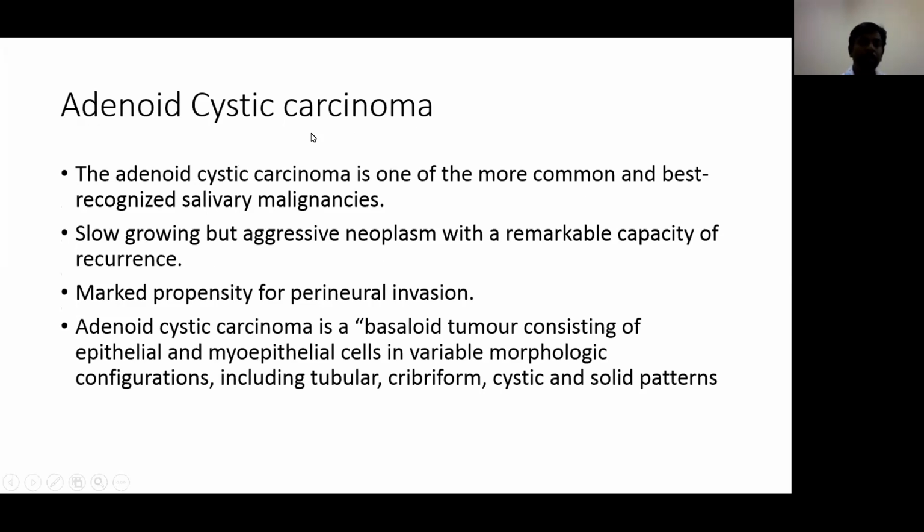And coming to adenoid cystic carcinoma, it is one of the more common and best recognized salivary gland malignancies, because there have been a lot of studies on adenoid cystic carcinomas. They are slow growing but aggressive neoplasms. Okay, and they have a marked propensity for perineural invasion. Adenoid cystic carcinoma is a basaloid tumor consisting of epithelial and myoepithelial cells in a variable morphologic configuration, and they can come in a tubular form or cribriform, and they can have solid patterns as well.